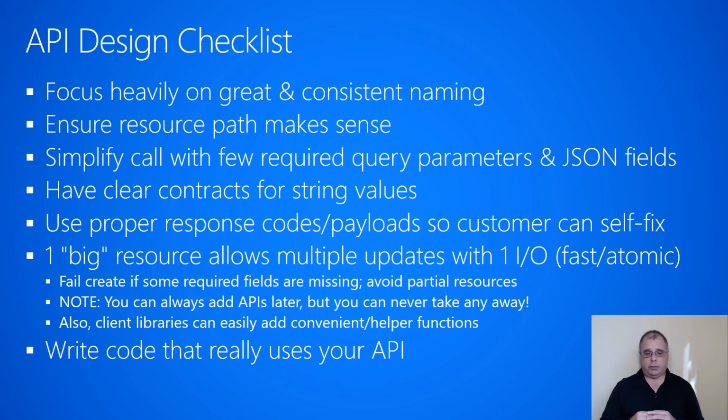And then, of course, write code that really uses your API. Don't just design the API and assume it's going to be good. Write code, test it, debug it, try to run up against the issues that a customer would have. Of course, let them preview it and give you feedback on it, and then iterate to make it perfect.